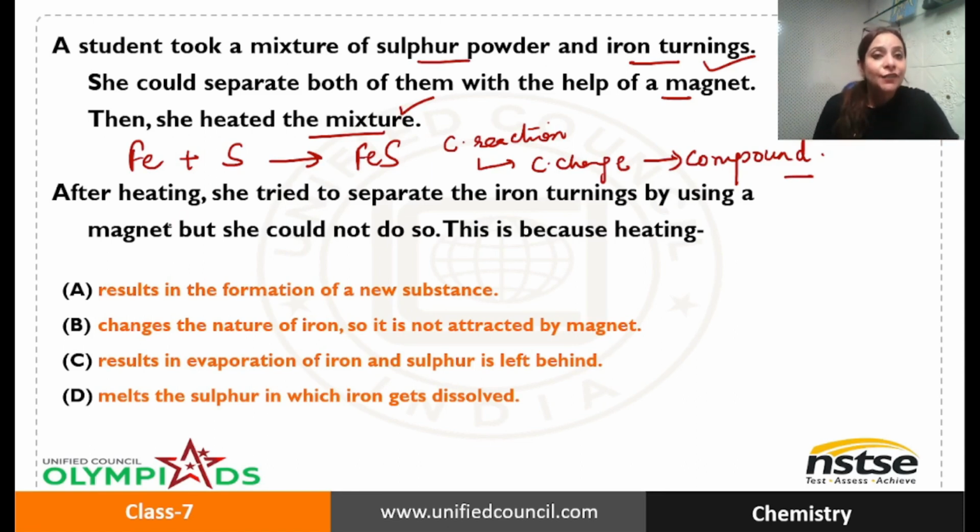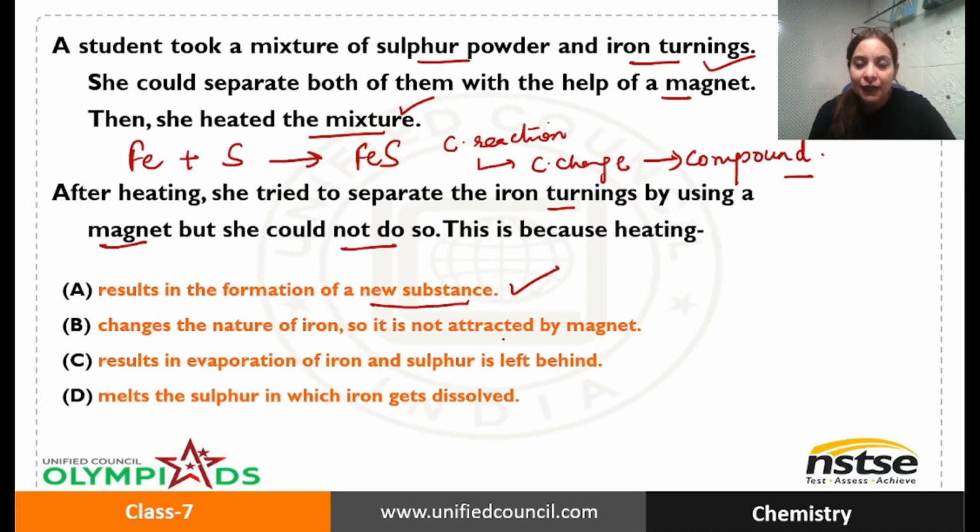So after heating, she tried to separate the iron turnings by using a magnet, but she could not do so. Now the question asks why she could not do so. Because of heating, and you have four options. Let's read the options also. The first option says it results in the formation of a new substance. Definitely yes. Because here the chemical reaction has taken place on heating and both combine to form iron sulfide, and a chemical change always results in the formation of something new. So A is correct.